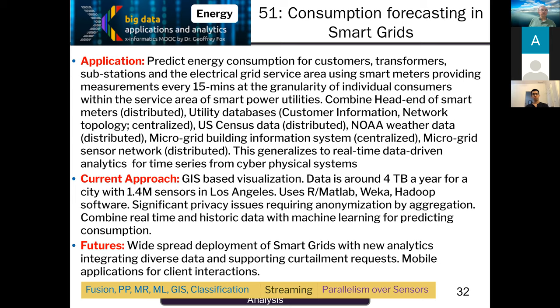This one is a different energy application, which is analyzing smart grids. It is taking data from sensors on the electrical grid, and it is trying to predict energy consumption by taking this data, which occurs every 15 minutes. There are 1.4 million sensors in Los Angeles associated with the electrical grid. So if there are 1.4 million in Los Angeles, that's going to be an enormous number over the country, maybe 50 times more sensors associated with the electrical power grid. And of course, the hope is that by doing this, you can avoid unnecessary shutdowns and power surges and things like that.